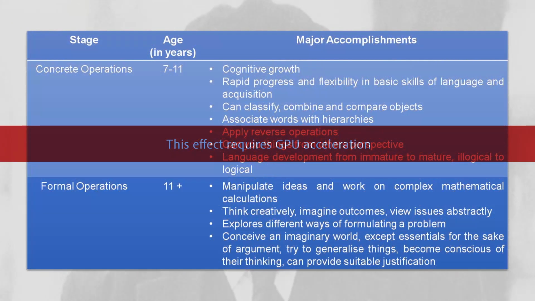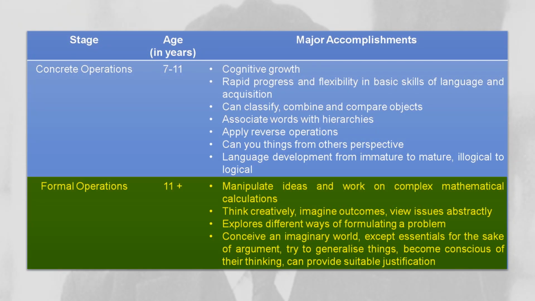The last stage is the formal operational stage of children aged 11 and above. This age begins at 11 years of age and lasts up to adulthood around 16 years of age. The young adolescents can now manipulate ideas in their mind and work out mathematical calculations that are complex in nature. Also, they can think creatively and imagine outcomes, and in this sense, they can view issues abstractly. They can explore different ways of formulating a problem.